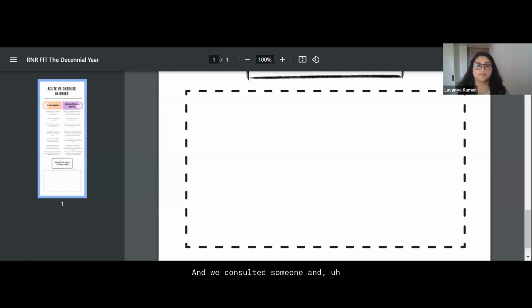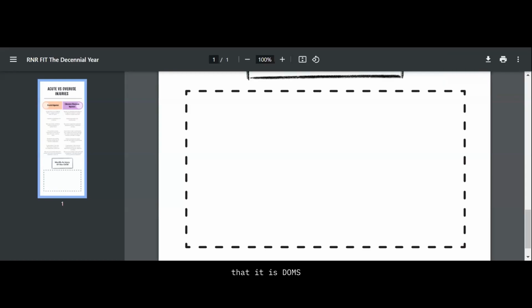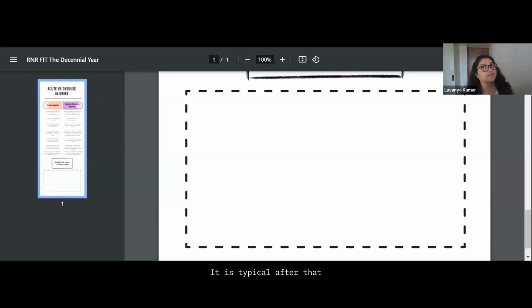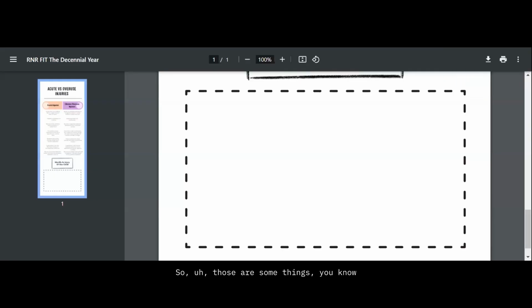We consulted someone, and I think we were told that it is DOMS, which is typical after that. Those are some things we would also want to prevent. We did get some tips from the doctor, but that's largely on the hydration side and the food side. We would like to know more to prevent such things, or be prepared for them. What is it that we should be doing?